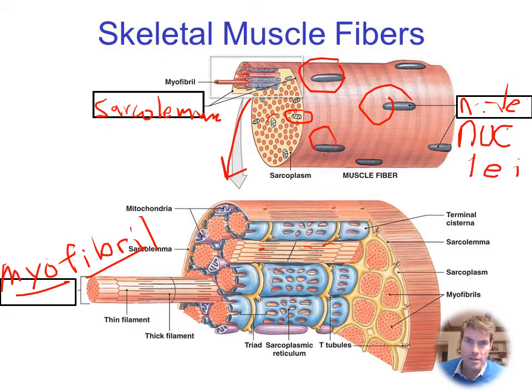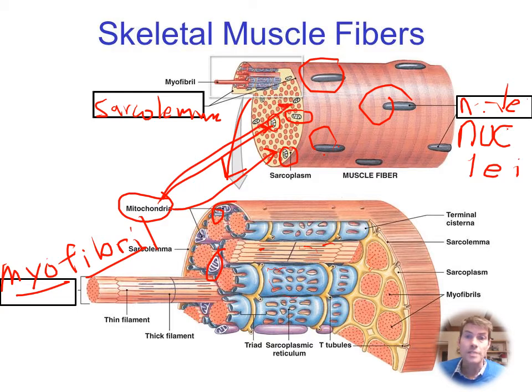They're all over these cellular structures. Very important. Mitochondria. Why do muscles need so many mitochondria? Because they use a lot of energy and need a lot of ATP to power them.